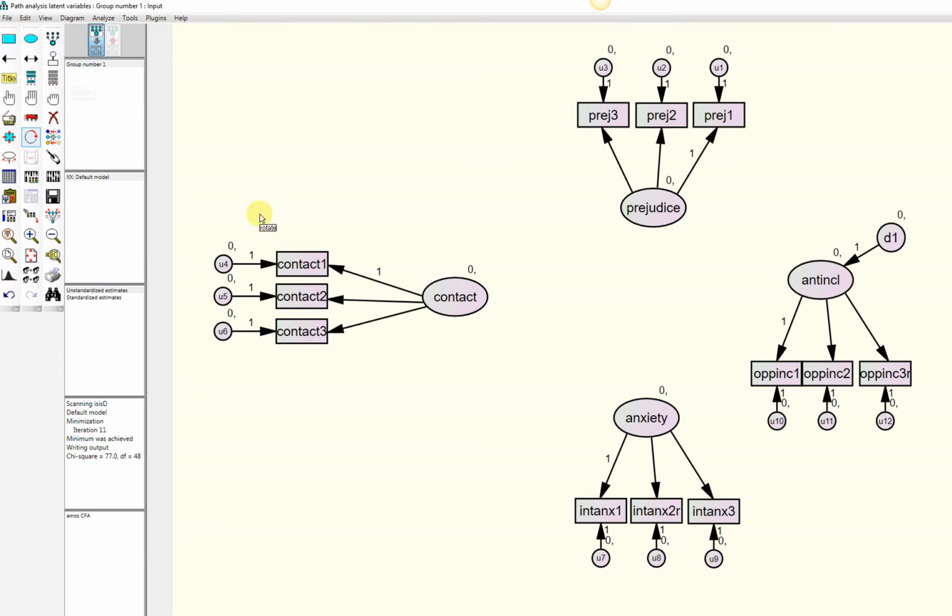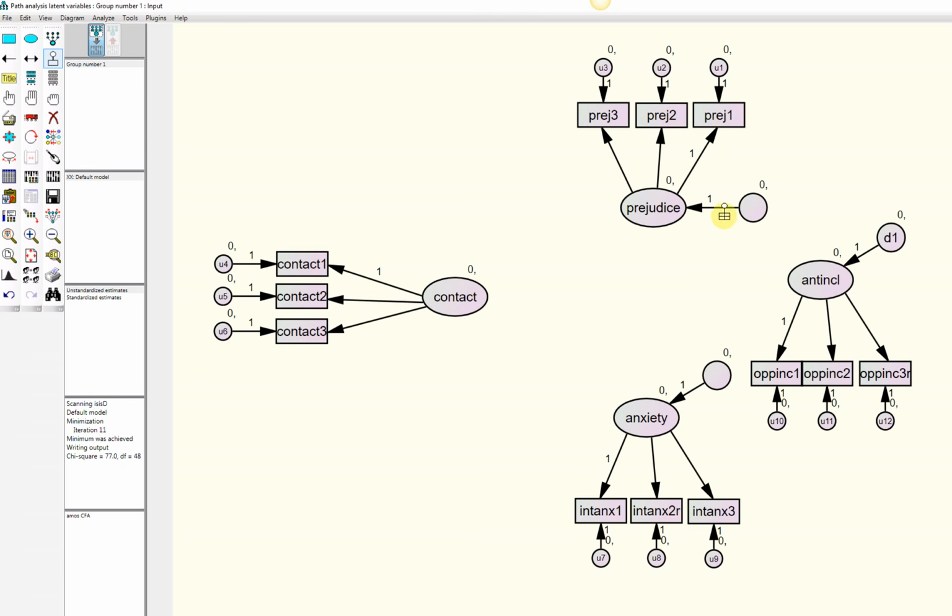So now I'm going to have prejudice and anxiety as being predicted by contact. So I'm going to need error terms for each of these latent variables as well. So I'm going to click off of the rotate, click on this little add unique variable, and rotate it around a little bit so I can do that. Same for anxiety.